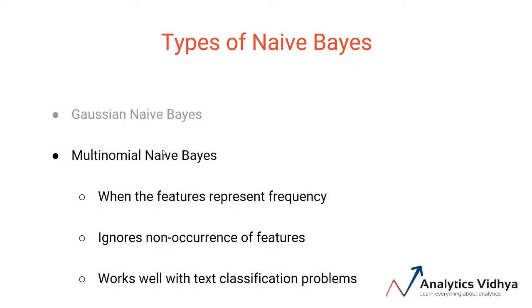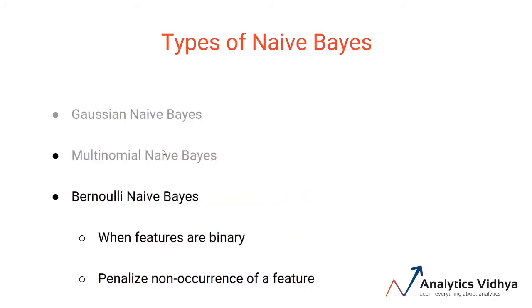Now the third we have here is the Bernoulli Naive Bayes. This is used when the features are binary. So instead of having frequency of the words, suppose you have ones and zeros, that is discrete features which represent the presence or absence of the words in the document. In that case, the features would be binary and you'll use Bernoulli Naive Bayes. So this method would penalize the non-occurrence of features. Unlike multinomial Naive Bayes, this method penalizes the non-occurrence of features.